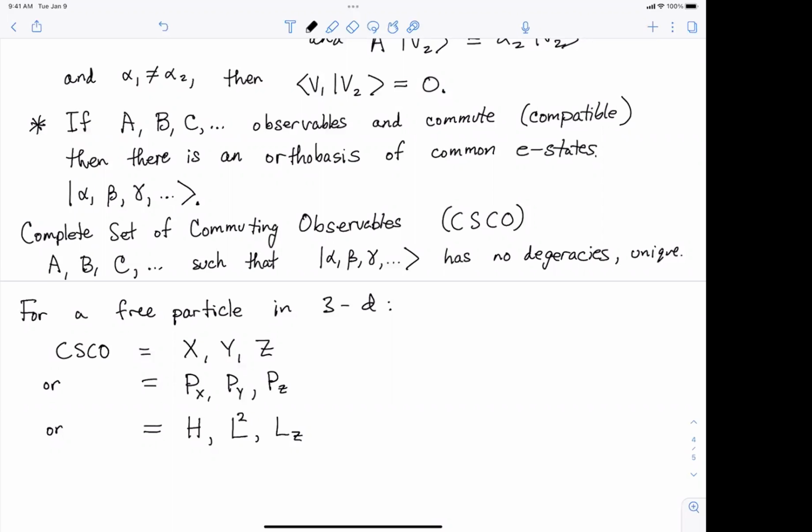And behind the scenes, the way you always do that is to use completeness, because they both have an ortho basis. And so you can use the ortho basis for one to translate into the other using completeness. So that's for a free particle in three dimensions if it doesn't have spin, but for example, electrons have spin. So if the particle has spin, you might have to add spin to that. And there are two operators that you add to the CSCO to get spin.